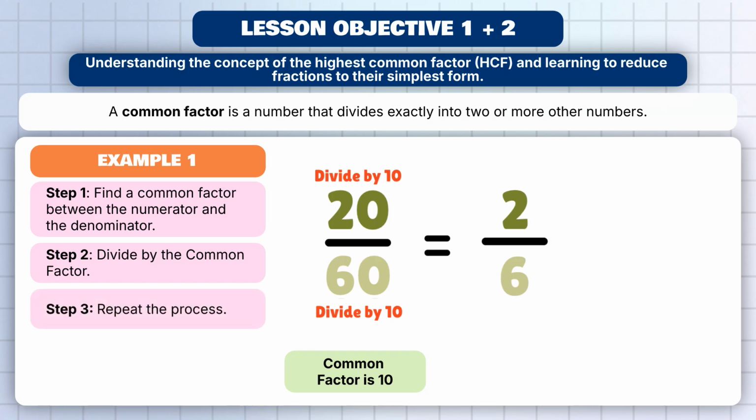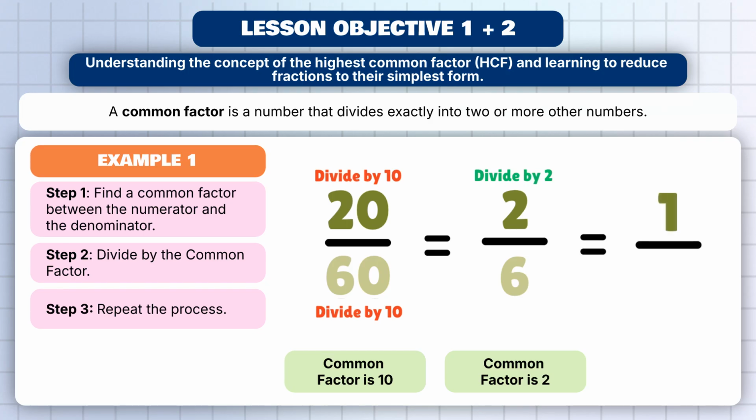Step 3 is to repeat the process. After dividing by the common factor, we check if the new numerator and denominator still have any other common factors. In the 2 over 6 example, both 2 and 6 can again be divided by 2. 2 divided by 2 equals 1. 6 divided by 2 equals 3. Therefore, 2 over 6 reduces further to a third.